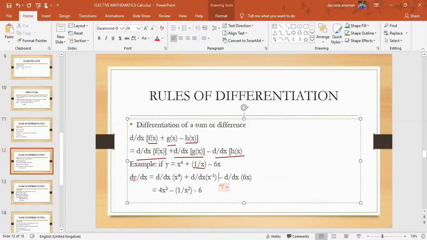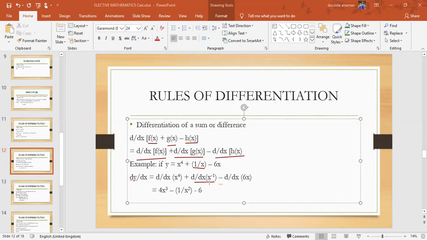If you have 1 over a certain number and you want to bring that power up, you'll be getting a negative 1. So it's the normal indices we are using here. The 1 over x, you bring the x up so that you'll be getting x raised to the power negative 1. If it was 2 over x, then it would have been 2x raised to the power negative 1. 3 over x will be 3x raised to the power negative 1. So that's how it is done.